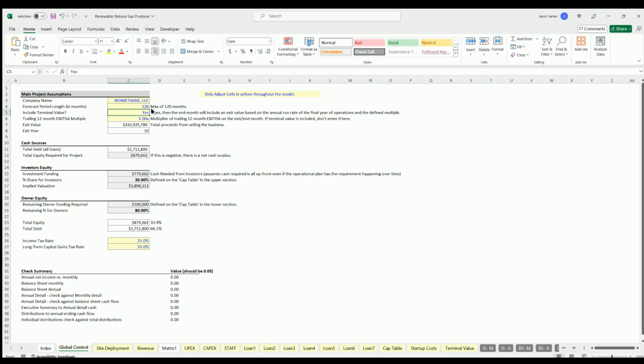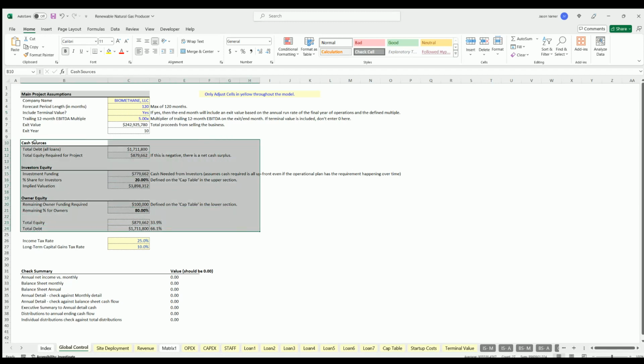When you do stop it, you can choose to include a terminal value or not. This doesn't mean you're necessarily planning to sell. This is just saying, do you want to estimate the future value of the business at some endpoint, knowing that you could operate it for another 15 or 20 years. If you do hit yes here, it's going to give you a multiple of the trailing 12-month EBITDA as the value of that.